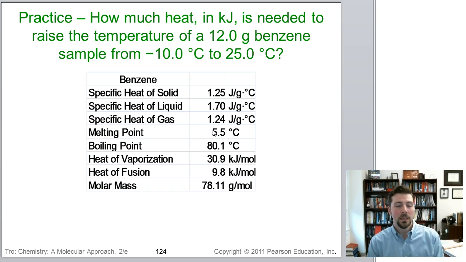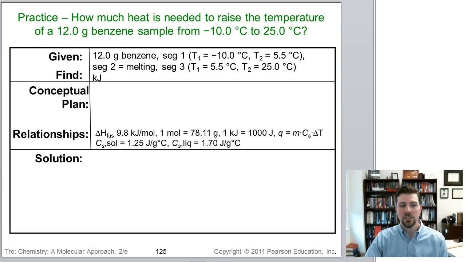Since that's the melting point, now all the extra energy we're adding in is going to go to melt the sample. So we're going to look at the heat of fusion, and we're going to use that for segment 2. And segment 3 is going to be changing the temperature of the liquid from 5.5 up to 25, up to, the boiling point is above the temperature we want. So I guess we can stop at 25 and be done there. We won't even need the specific heat of the gas or the heat of vaporization because we're not raising the temperature up that high. So let's look at those particular segments we just talked about.